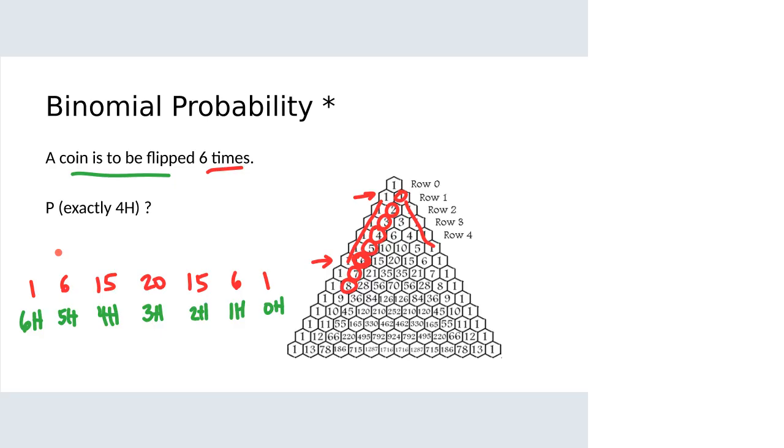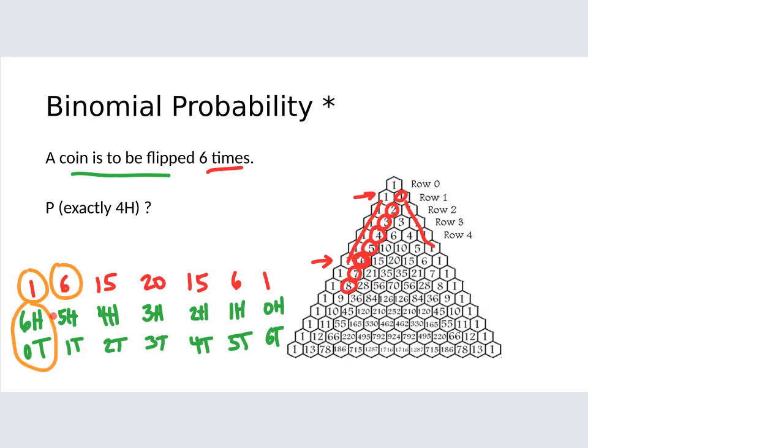This part you don't have to do, but I like to. 6 heads would mean no tails. Then 1 tails, 2 tails, 3 tails, 4 tails, 5 tails, 6 tails. And just as a little reminder, what these numbers mean for us is there is one way to get 6 heads and no tails.